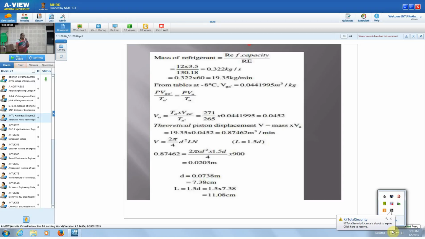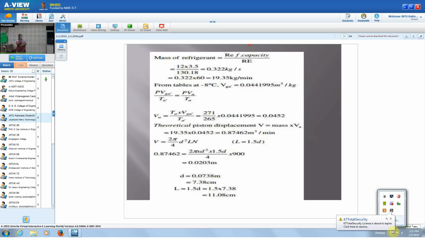Then find out the mass of the refrigerant. So here it is given that it is for 12 tons of refrigeration. Okay. So mass of the refrigerant required is the total refrigeration capacity by the refrigerating effect produced per kg of the refrigerant. So 12 into 3.5 by 130.18. So it gives 0.322 kg per second, but it is asked in kg per minute. Okay. So we convert that to kg per minute. Then next step is to find out the bore and stroke.